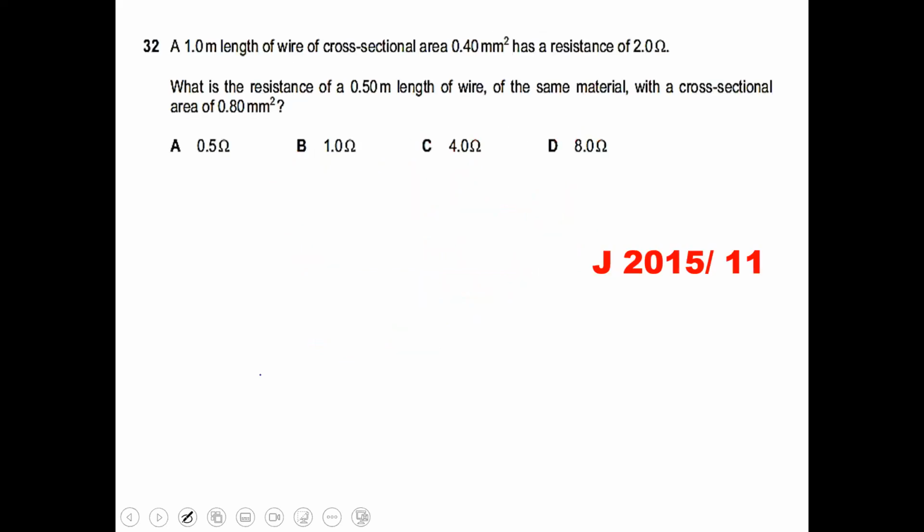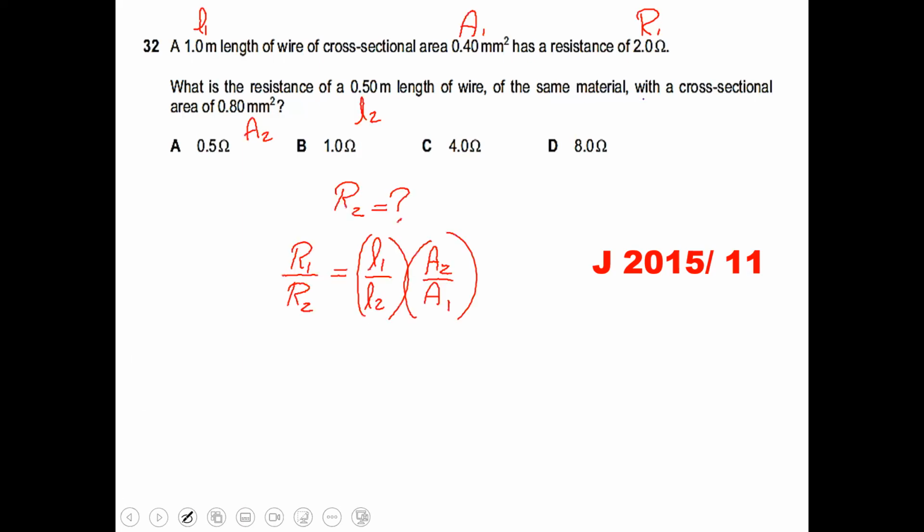Good. Now I'm putting an example MCQ, and the question says a 1 meter length of wire of cross sectional area 0.4 has a resistance of 2. What is the resistance of a 0.5 meter length of wire of the same material with a cross sectional area of 0.8? Read the question and now solve it for me. I have marked everything for you. Read the question, see the formula, and then quickly solve.